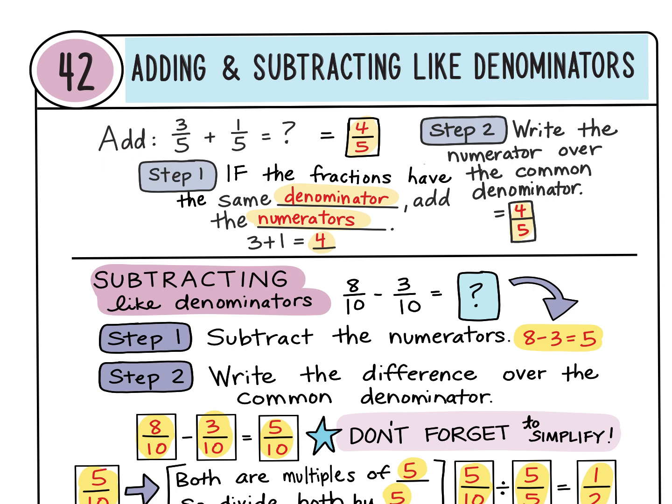So the first thing we're going to talk about is right up here where we see our problem 3/5 plus 1/5 equals 4/5. So step one tells us if the fractions have the same denominator, we're going to add the numerators together. So my numerators are 3 and 1, so that's where this 3 plus 1 equals 4 comes from. So my numerator will become 4. The denominator will stay the same. For step 2, it says write the numerator over the common denominator, which is already 5, and that doesn't change. So my solution for this problem right here would be 4/5.